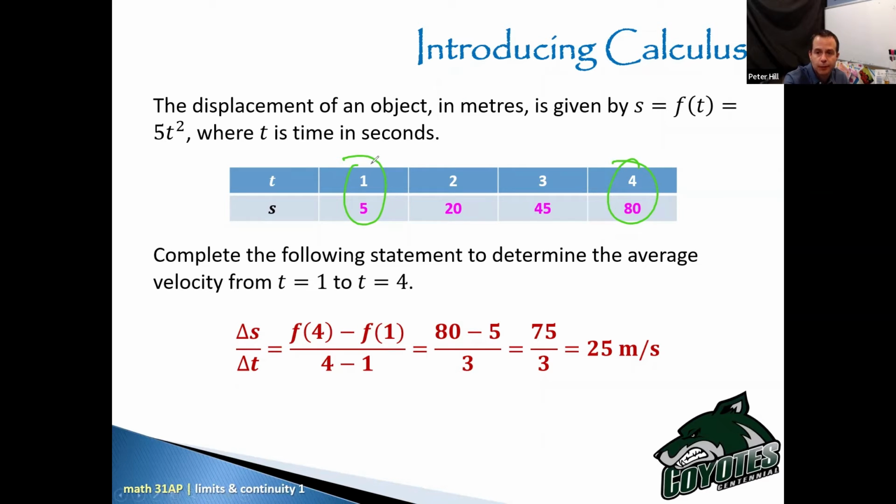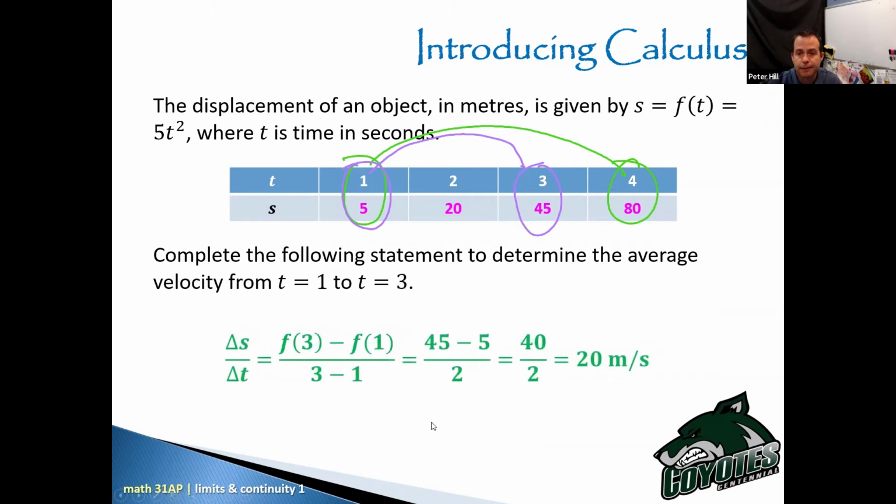So from 1 to 4, we got 25 meters per second. Now, what if I wanted to go from 1 to 3 instead? Okay, let's try that now. I'm going to go f of 3 minus f of 1 over 3 minus 1. Do all my math there, that's going to give me 20 meters per second.